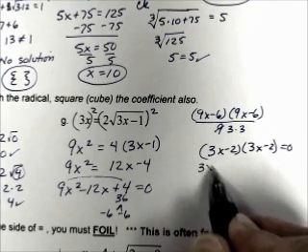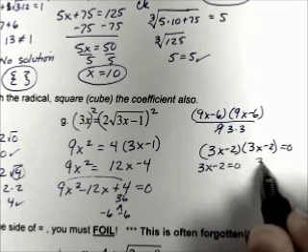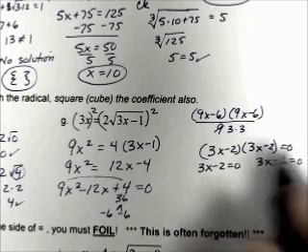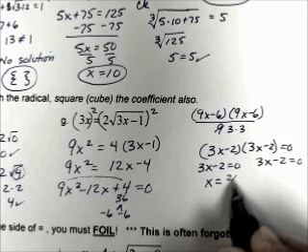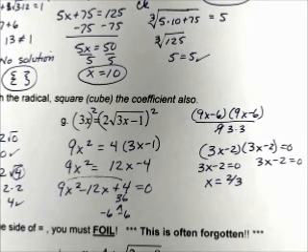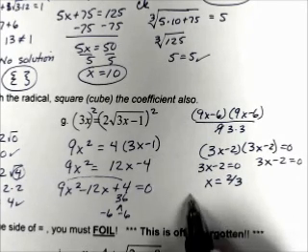Setting each equal to 0. You only need to solve one. They're the same root. Add 2 to both sides and divide by 3, and x equals 2/3. We need to check.